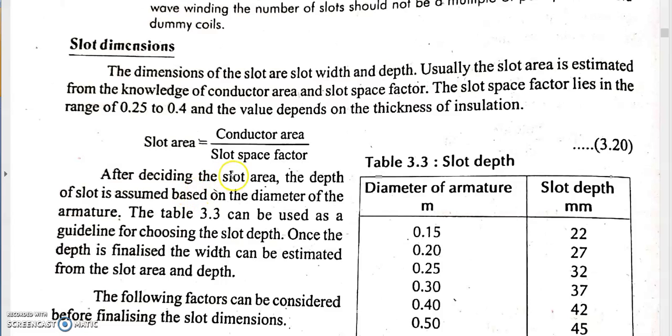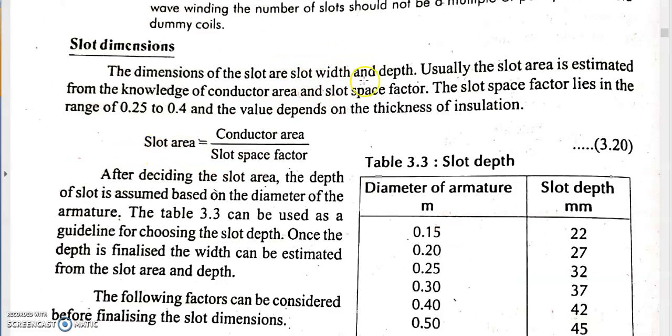Slot dimension we will be calculating by knowing the slot area, and slot area will be calculated based upon the slot space factor, because the entire slot area is not going to be occupied only by the conductors, because these conductors are not bare conductors, they are insulated conductors. So slot area will be calculated based upon the slot space factor. The range of values for slot space factor is 0.25 to 0.4, and so the slot area we are calculating. Then the depth of the slot we will be assuming, and from that we will be calculating the width of the slot, because slot area is the multiplication of slot width and depth.